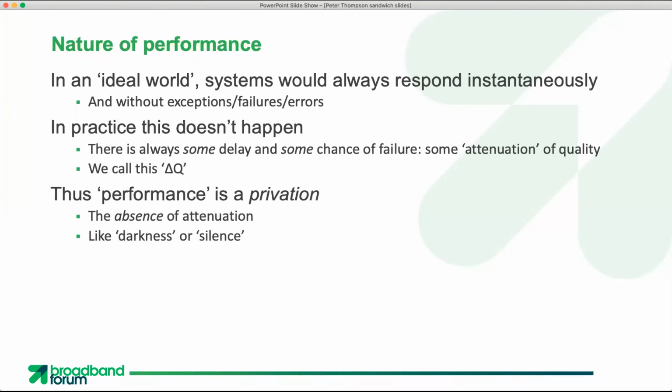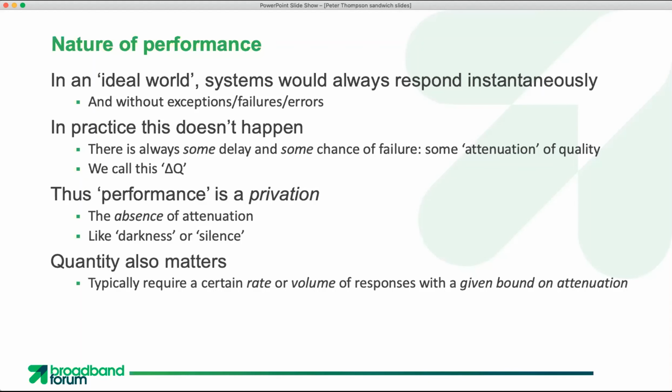So technically, this means performance is something called a privation. So good performance means the absence of attenuation. It's something a bit like darkness or silence. It's the absence of something else. So it's a little bit tricky to get your head around, but it becomes an important point. Of course, quantity also matters. So typically, what we want for a good service is a certain rate or volume of responses with some given bound on their attenuation.